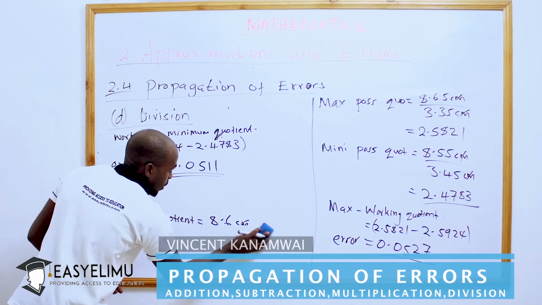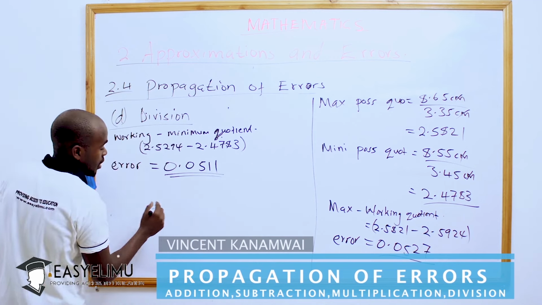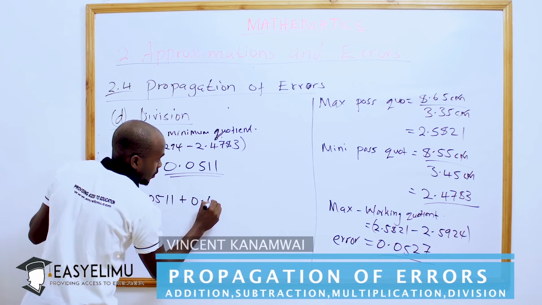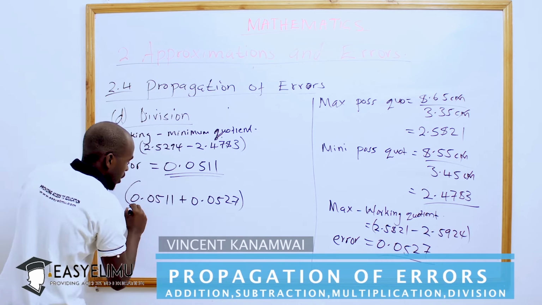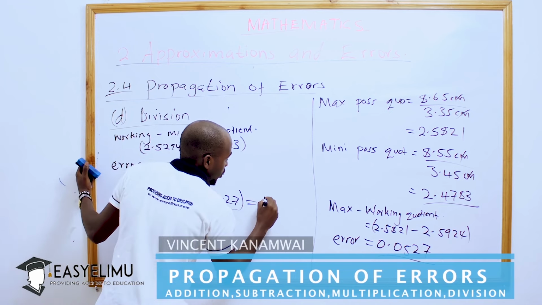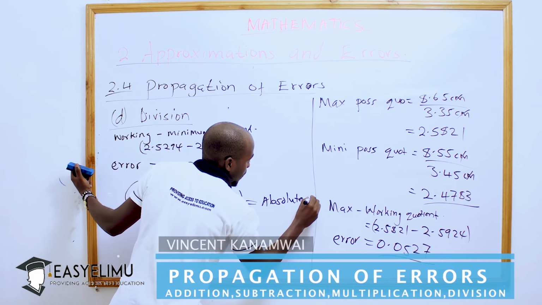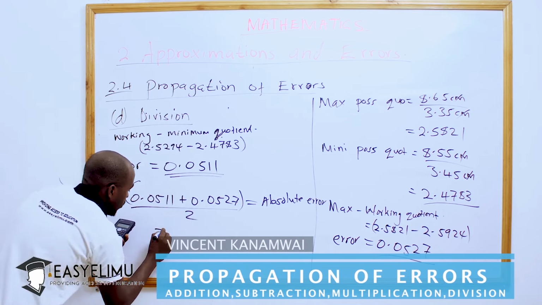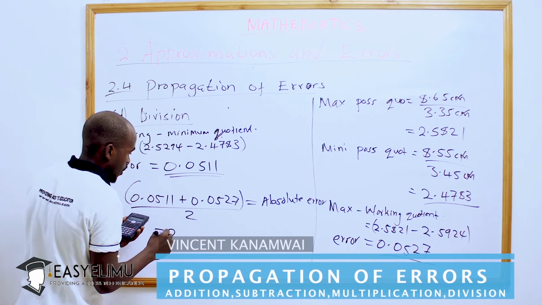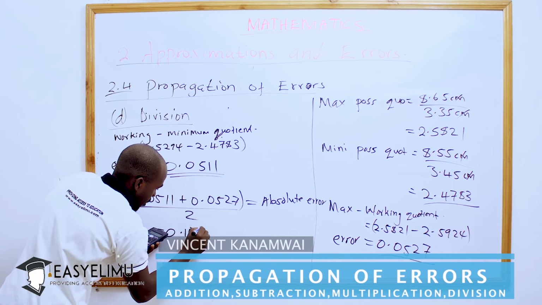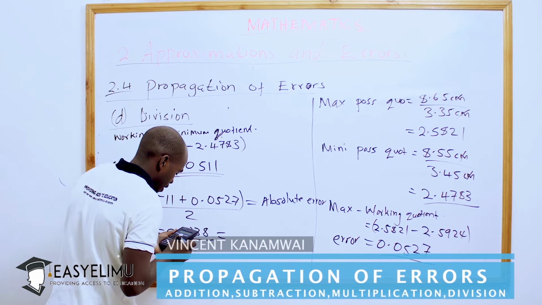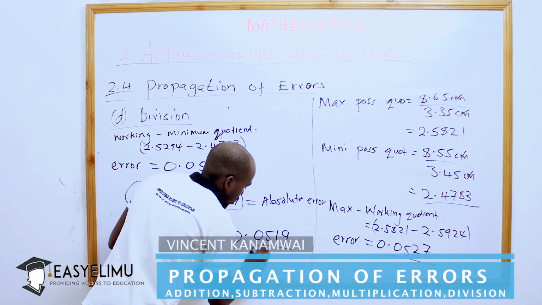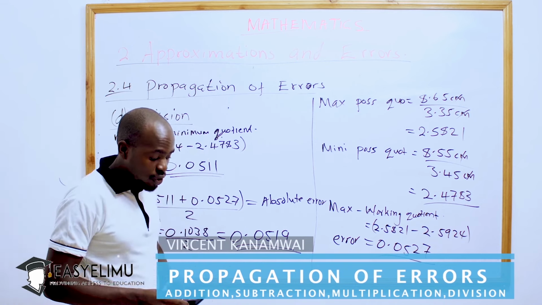Now let's do it. If you take 0.0511 plus 0.0527, then divide by 2, whatever you are getting here is what we call the absolute error. That is equivalent to 0.1038 divided by 2, which gives us 0.0519. So this is our absolute error.